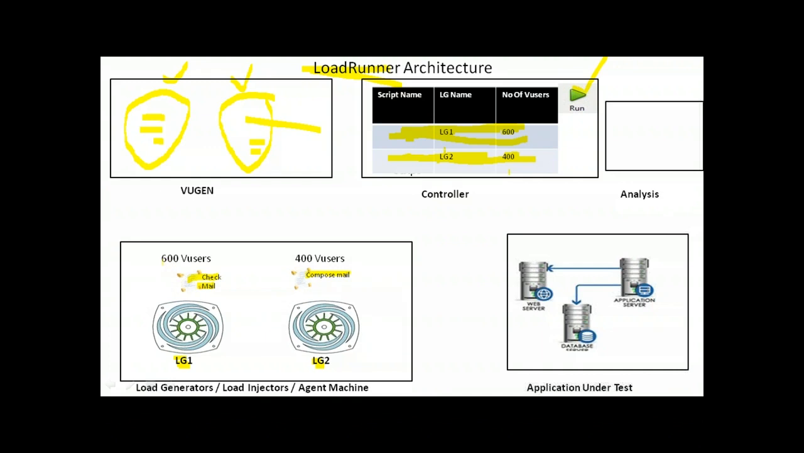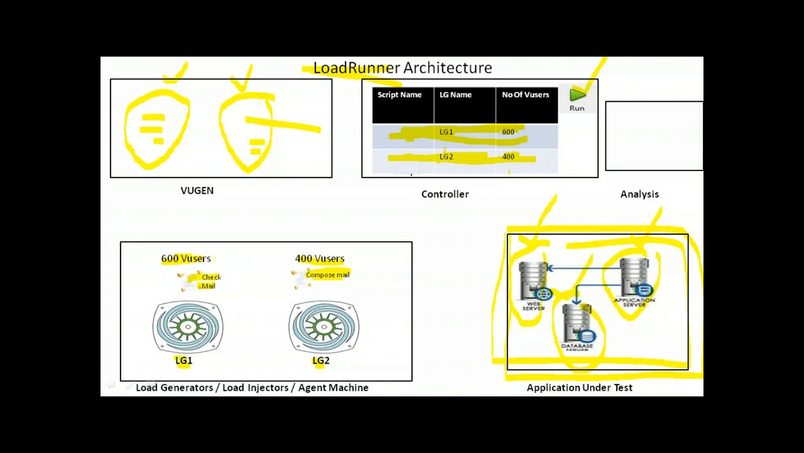Now all these 600 users will start executing this check mail script, and all the 400 users will start executing this compose mail script. Let's say this is our application under test, Gmail. Typically, any application has a web server, an app server, and a database server. Similarly, our Gmail application has a web server, app server, and database server.